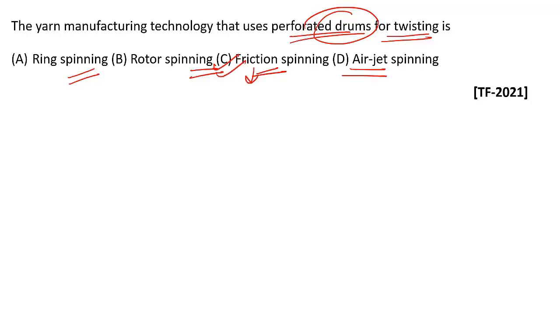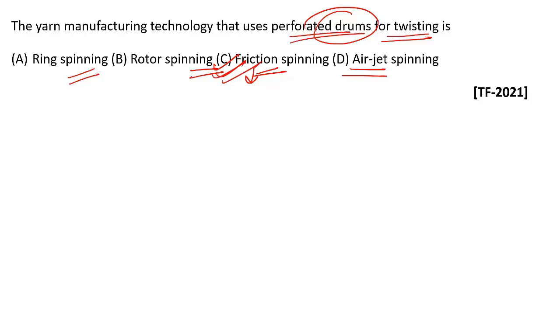And talking about the explanation part, friction spinning, or drift spinning, is said as drift 1, drift 2, drift 3. These are different parts of the friction spinning machine. It is suitable for spinning coarse count of yarns, so generally heavy count of yarns are used in this. It consists of three distinct operations that include feeding of fibers, thereafter fiber integration, and thereafter twist insertion. These three processes are included in friction spinning, and this technology uses perforated drums for the twisting process. So option C is the right answer.